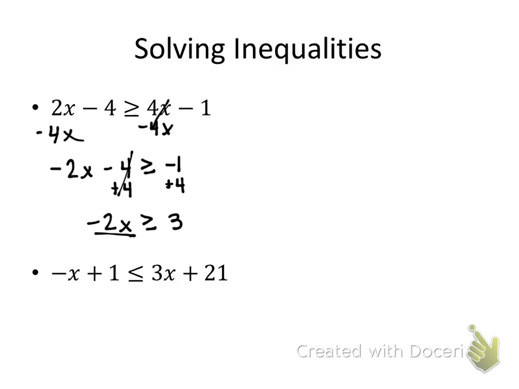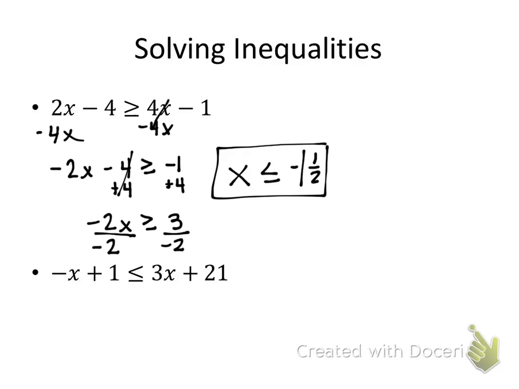Now I've got to divide by negative 2 because, remember, I'm still trying to get x by itself. I divided by a negative number, so what do I do? Flip my sign, and I get x is less than or equal to negative 1 1/2, or you could leave it as negative 3 over 2. Either one is a correct answer.